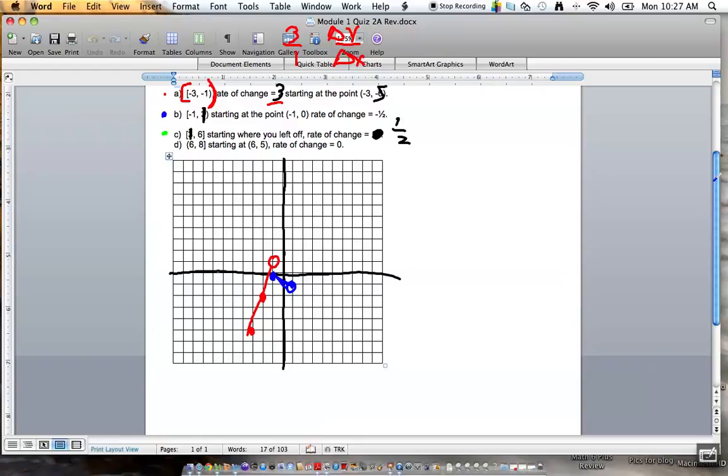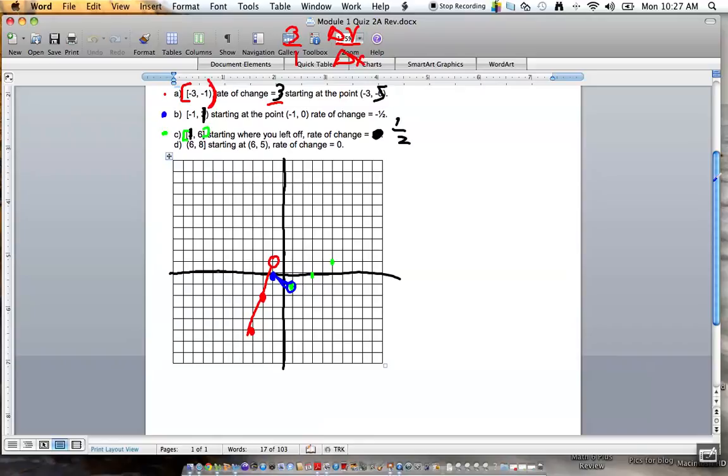Now, this is where it gets a little bit weird. First off, double brackets here and here, so that means solid circles on both ends. And it's gonna go from where I left off, so I'm gonna start here, okay? And then I'm gonna go with a rate of change of +1/2 all the way up to 6. So I'm gonna fill this circle in, then up 1 over 2, up 1 over 2.